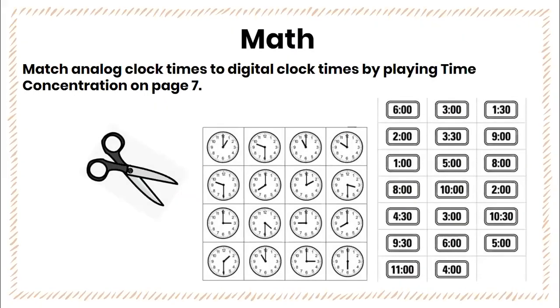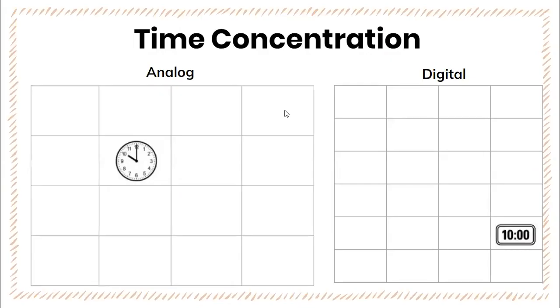In math, you will match your analog clock times to the digital clock times by playing time concentration. On page 7, you will see these clocks. Go ahead and take scissors and cut them all out. How you will play is like this. You will cut all your pieces out and you will flip all the analog clocks over on one side. Then you will take your digital clocks and put them all face down on the other side.